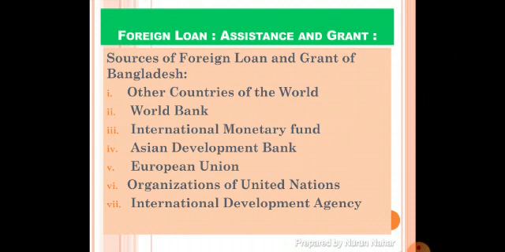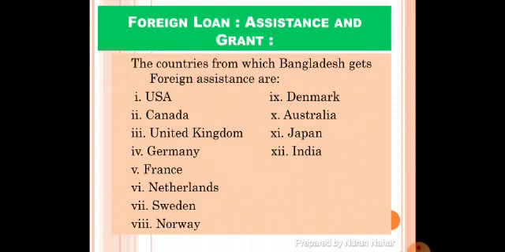We need a huge amount of money to implement these programs, but it's not possible to supply the entire amount of money from internal sources. That's why Bangladesh receives loans, assistance and grants from these sources to fulfill the economic development projects and programs. The countries from which Bangladesh gets foreign assistance are USA, Canada, United Kingdom, Germany, France, Netherlands, Sweden, Norway, Denmark, Australia, Japan, and India.